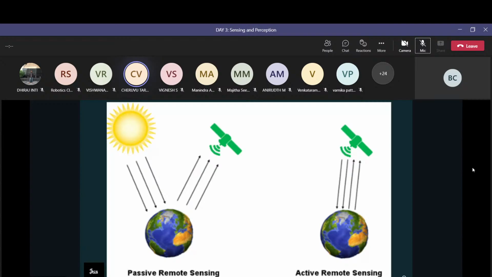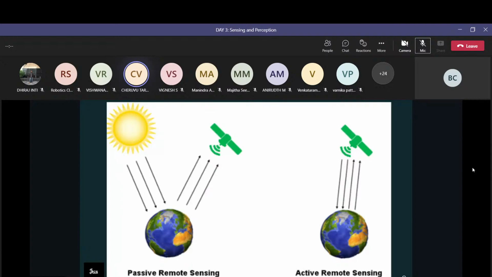So if the satellite has a sensor which is capable of emitting radiations and then detecting the reflected radiations by itself, that is active remote sensing. But coming to passive remote sensing, here the satellite is only able to take the input.